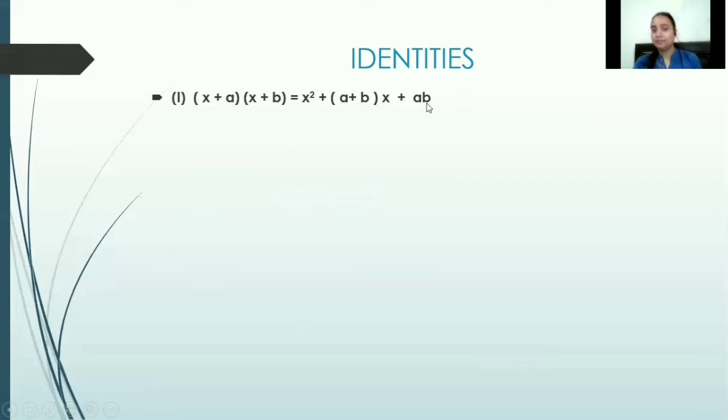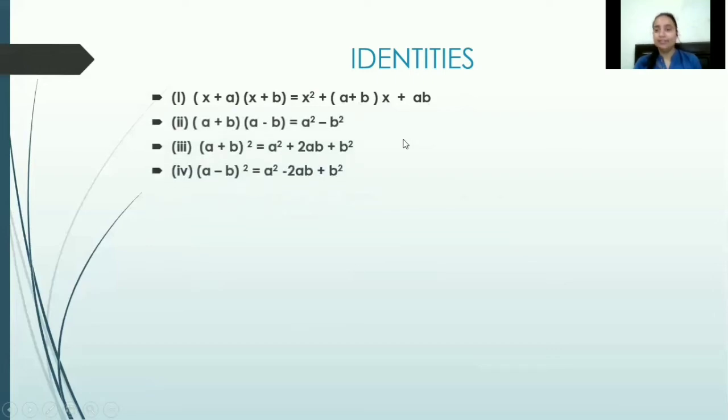Now, my favorite and the easiest one, a plus b, a minus b. See, the terms are same, but the sign between them is different. Then you can write the square of the first term subtracted by the square of the second term: square of a minus square of b. This is quite a famous identity, and it is used many a time in solving questions.